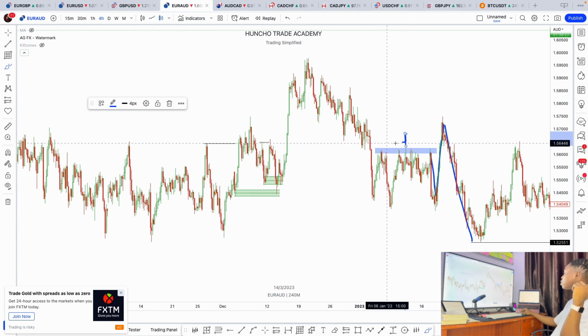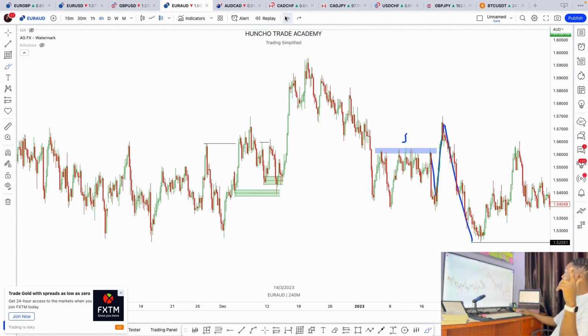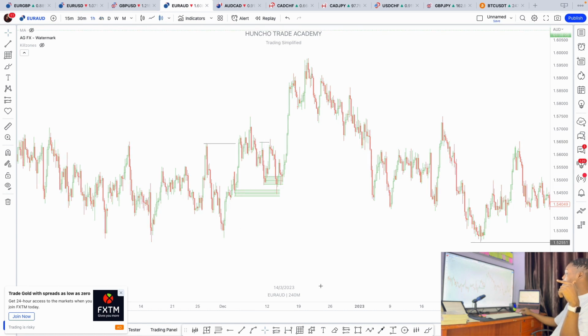A lot of people are putting their stop losses here, and then price will just reverse on them. So that's an example of liquidity, buy side and sell side liquidity. And this is just a perfect example of the extended liquidity I told you about. So you can see what happened here. This should be our order block. Let me go to the 1 hour chart so you can see clearly.